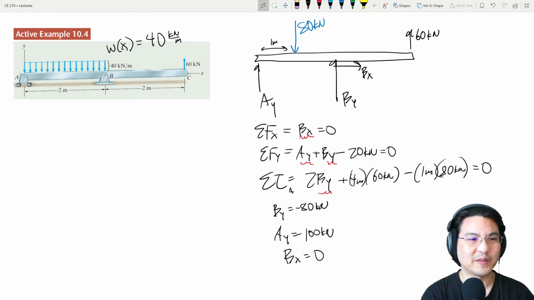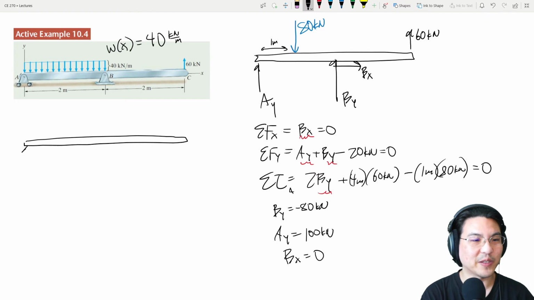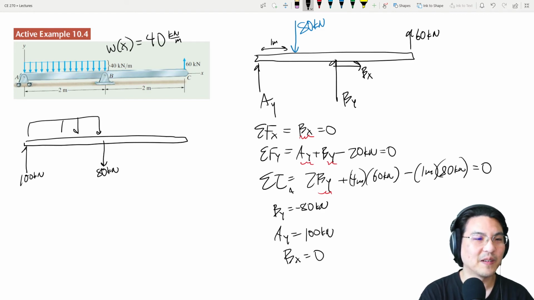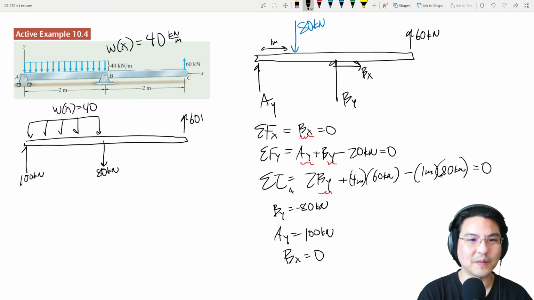Let me just draw this again over here. So AY was 100. BY was negative 80, so this way. And then there was the distributed load here. The loading curve we know. It's a constant. And then let's not forget this load over here.